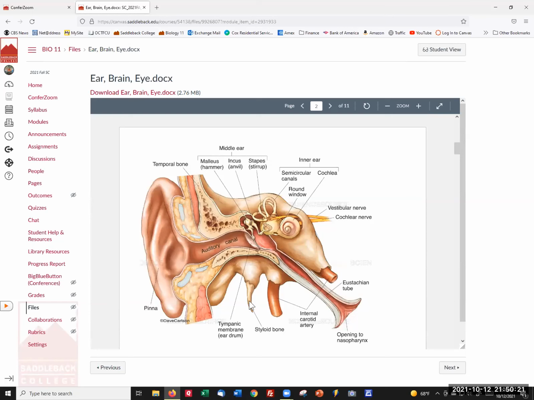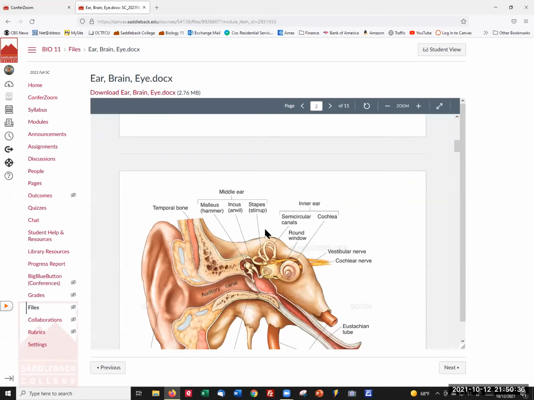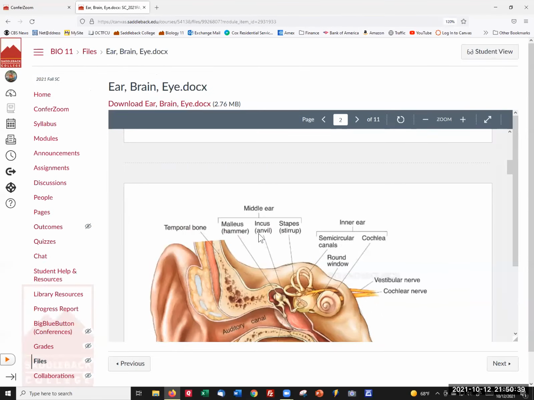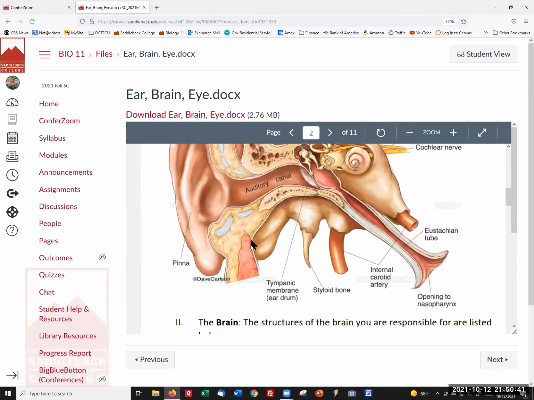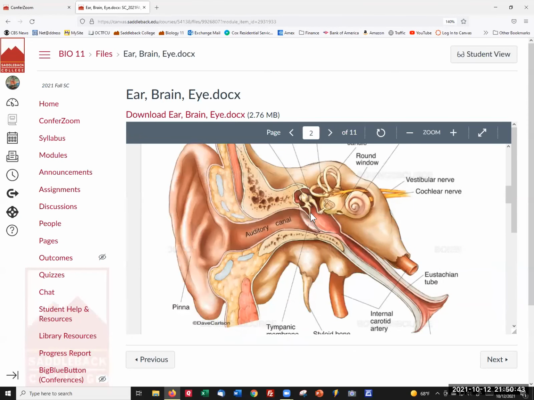Well, here's our old styloid bone, just as a matter of reference. Okay, here's the tympanum, and attached to it are the three ossicles: 1, 2, 3. The first ossicle is the malleus, then the incus, and then the stapes.